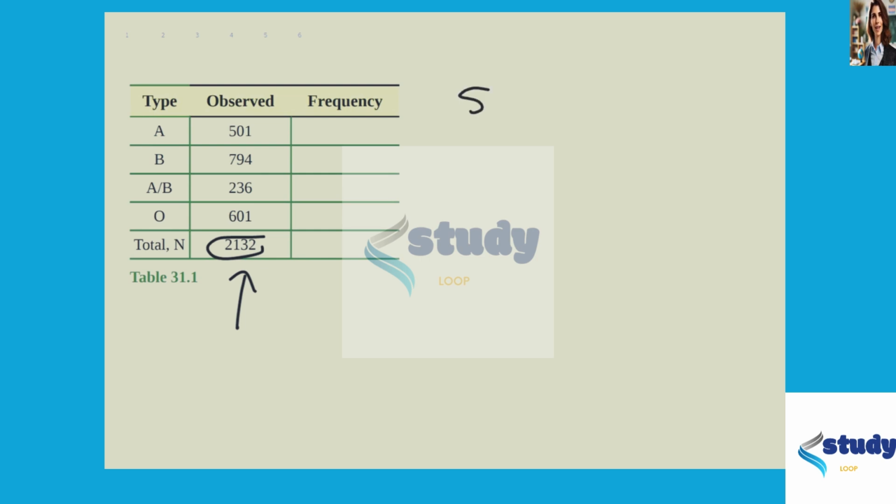And we're just asked to find the frequency, which is not too hard. So we just need the total number observed. For blood type A, it'll be 501, and you divide it by the total number of people, so that'd be 2132. This would give us a frequency of about 24%. We can go ahead and put that in there.